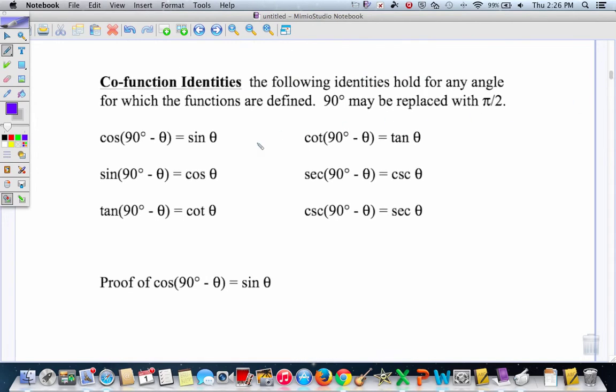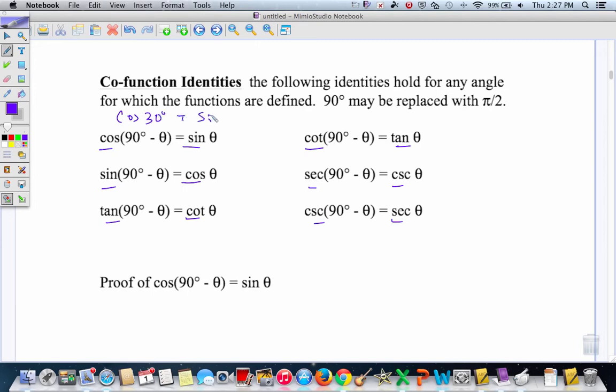As we continue on, we review our cofunctions. Recall this from back in chapter 2. Cosine and sine are cofunctions. Tangent and cotangent are cofunctions, and secant and cosecant are cofunctions. What that simply means is their angles are complementary if they're equal to each other.